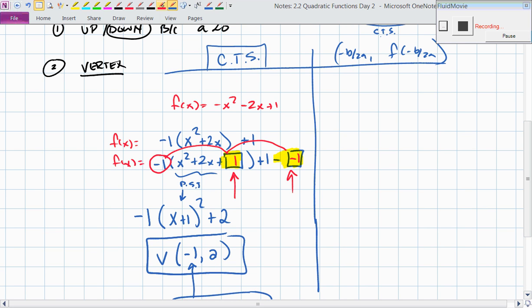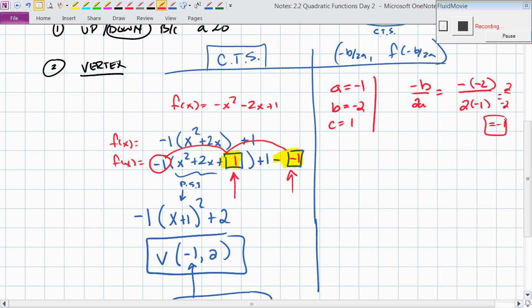The other way to do it is negative b over 2a. We start by figuring out a is a value of negative 1, b is a value of negative 2, c is a value of 1. By computing negative b over 2a, I get negative 2 all over 2 times negative 1. That looks like 2 divided by negative 2. That looks like negative 1. Hey, that's exactly what we got over here. Negative 1. That makes perfect sense.